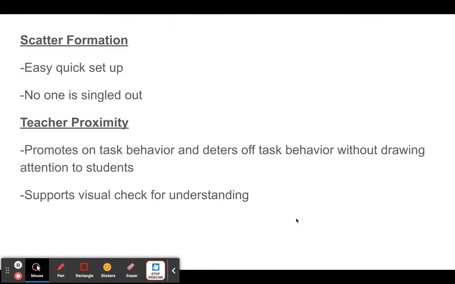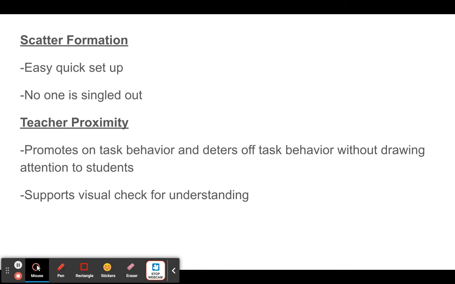All right, LA343 class. Hopefully you finished quiz 8, which is on freeze. And now we are in quiz 9, and this will be your last one. And I want to talk to you about two specific movement patterns that help support your management protocol for PE. They're called scatter formation and teacher proximity.